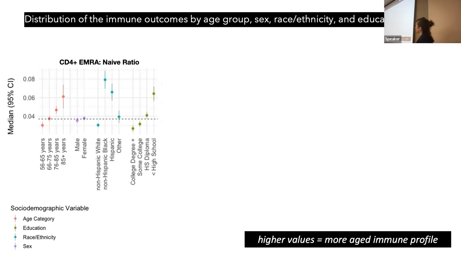Okay, so this is in the CD4 compartment. This is that ratio measure of effector memory to naive, so old to young. What you see in the red is the age group. So you see older age groups have higher values. That's what you would expect. You don't really see a sex difference. You do see a difference by race ethnicity. So you see that non-Hispanic Blacks and Hispanics had higher values than non-Hispanic whites and other. You do see a bit of an educational gradient, but where you really see that popping out is comparing less than high school education to the other educational categories.